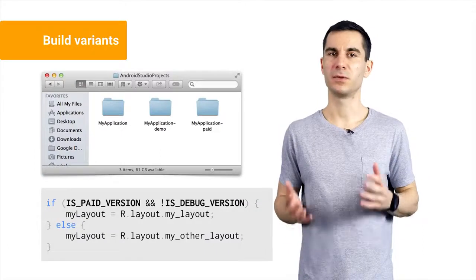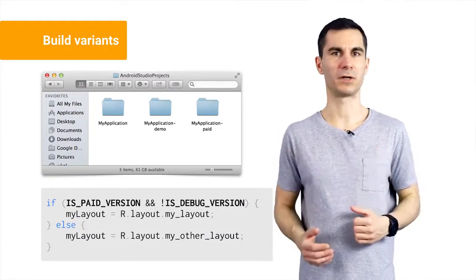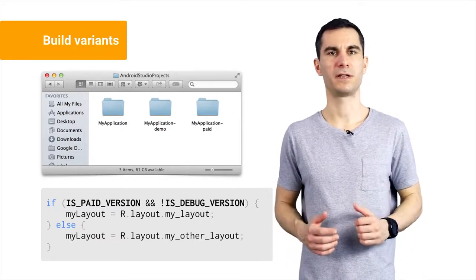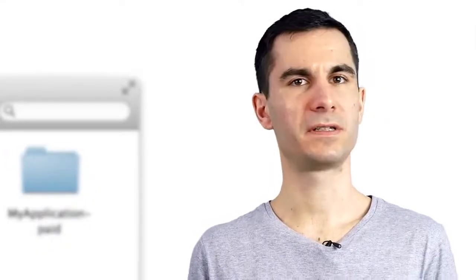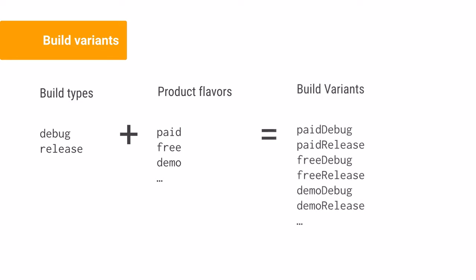But there is so much more in Android Studio than just better library management. Have you ever had to build multiple versions of your app and deal with code duplication or other workarounds? With the flexibility of Gradle, you can now create different variants of the same application from a single project. You get the debug and release build types by default, and together with product flavors that you set up, they create what we call build variants.